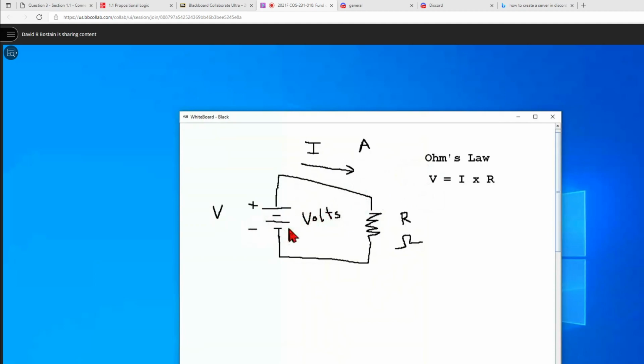So let's assume for a second over here, we have 10 volts. And we have a resistor over here of 10 ohms.